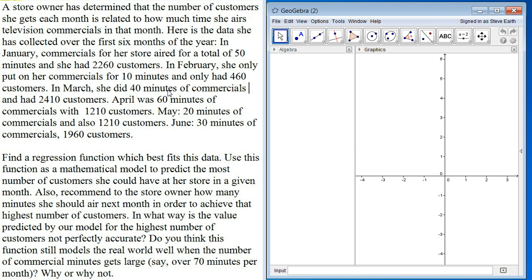And the dependent variable that depends on that is how many customers we get. We don't have control over the number of customers. That's an outcome, a consequence of the number of minutes. So that's what we're going to put on the y.